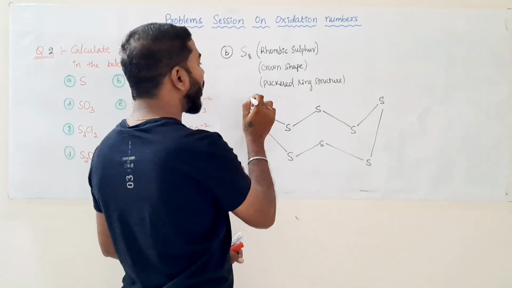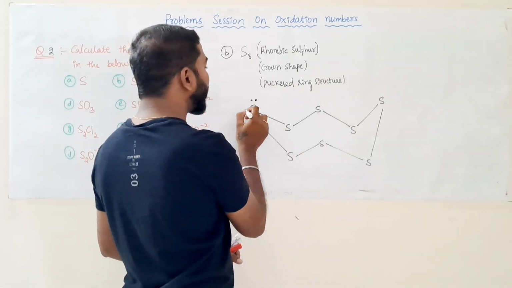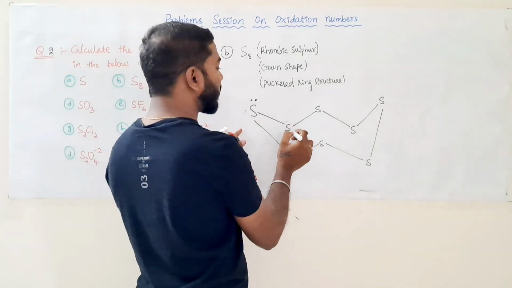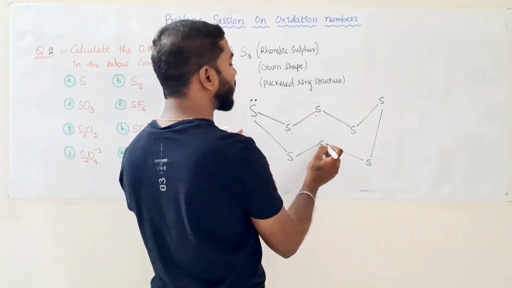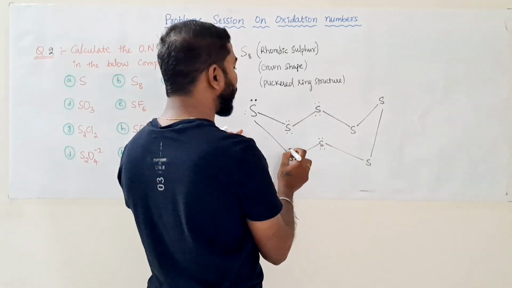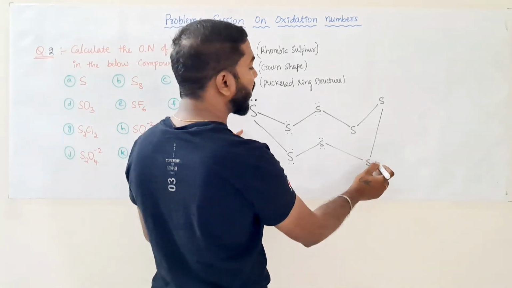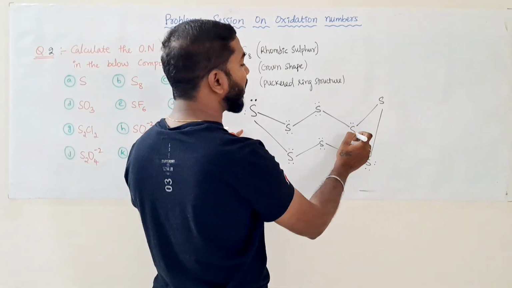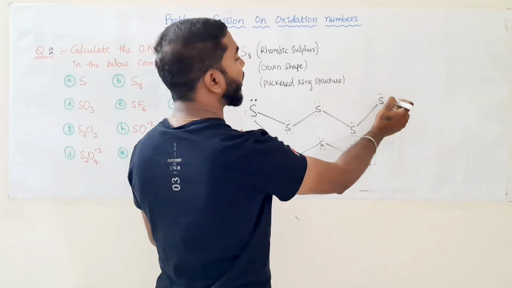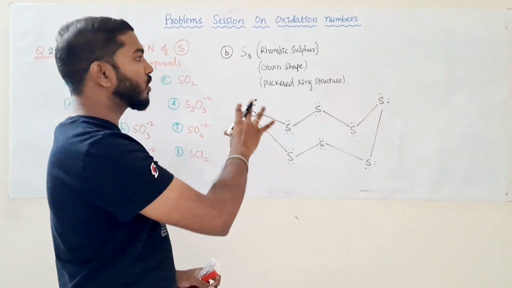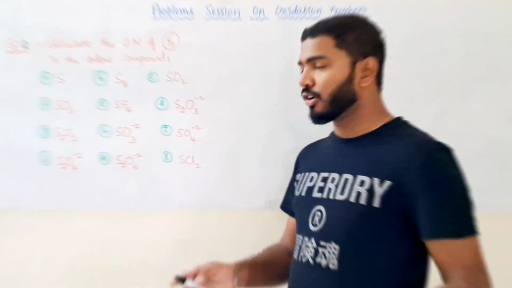Hope it is clear. And on each sulfur we are going to have 2 lone pairs. If I am not wrong, yes, according to the concept of electronic configuration, we can say that on each sulfur we can have 2 lone pairs. Okay, so this is the structure of S8. Let's continue with the third one.